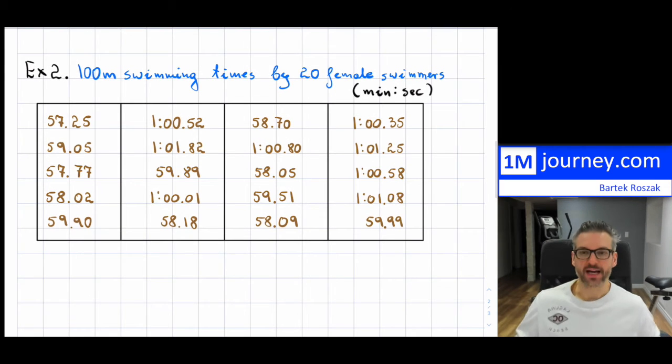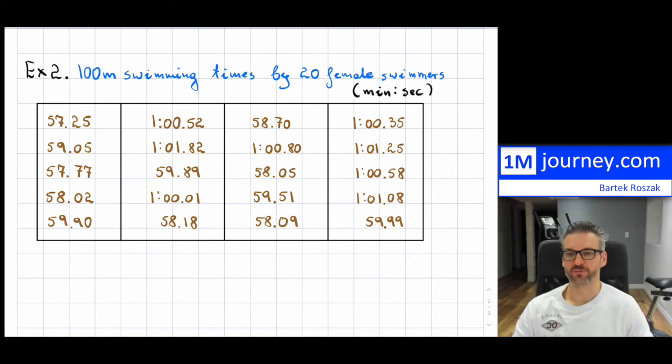The second example here is we have 100 meter swimming times by 20 female swimmers. Just looking at these times, these are really fast for anyone who has swum before. I certainly cannot swim even close to that. So these are really, really fast times. We probably have some competitive swimmers here, and there are 20 different times.